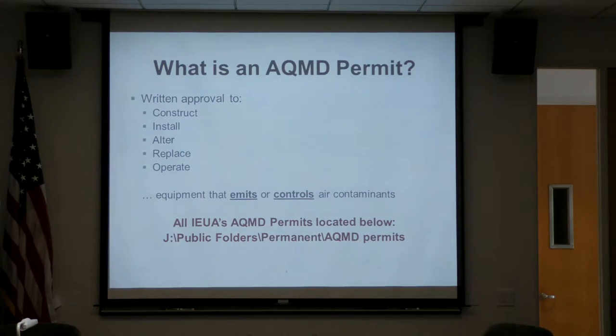So what is an AQMD permit? It's basically a written paper issued by the AQMD that allows you to construct, install, alter, replace, or operate any equipment that emits or controls air contaminants. It's important to know that even air controls require permits if necessary.